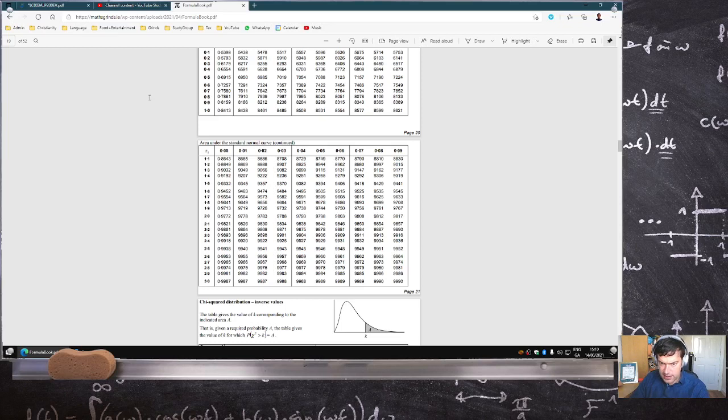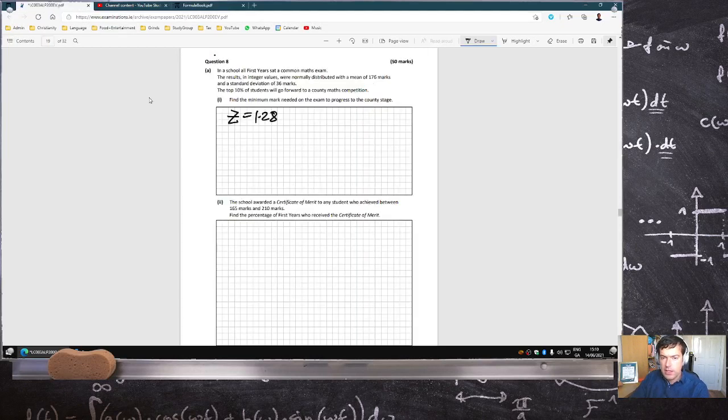The closest I can find to 90 is 1.28. So that means (x minus 176) over 36 is 1.28. So that means x has to be 223. I feel like we're being tricked into rounding up here.